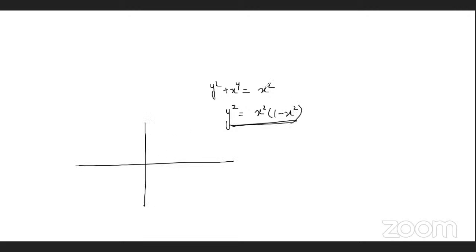Yes, okay. What is the doubt? Area bounded by y square plus x to the power 4 equal to x square. Okay, so that will be y square equal to x square into (1 minus x square). Right? So if you want to draw the graph of this function, basically it will be a symmetric curve, symmetric about the y-axis. When you put x equal to minus x, you'll get the same function, right?